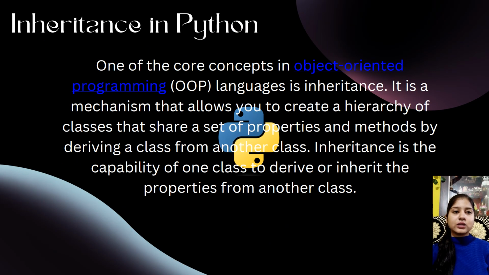Inheritance in Python. One of the core concepts in object oriented programming languages is inheritance. It is a mechanism that allows you to create a hierarchy of classes that share a set of properties and methods by deriving a class from another class. Inheritance is the capability of one class to derive or inherit the properties from another class.